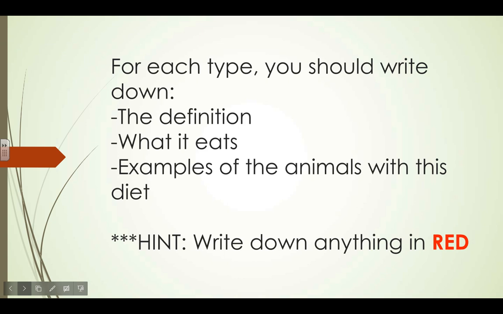For each of the 3 types, you need to have the definition, what it eats, and examples of the animals. I've made this really easy, and you just need to write down anything that is in red.